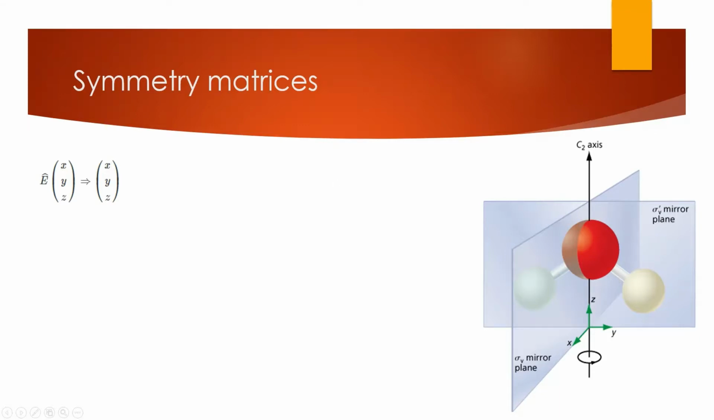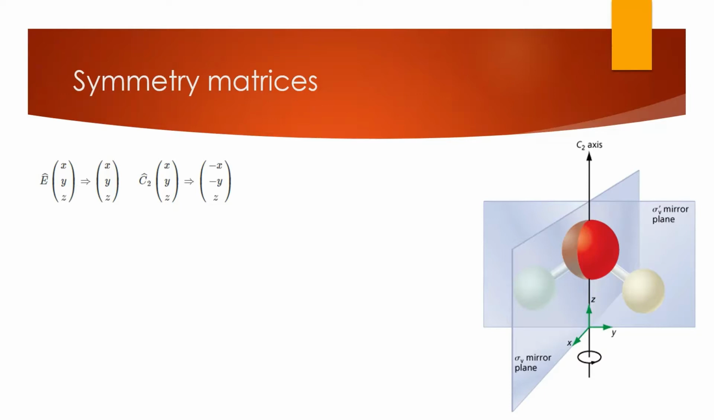So if we had this kind of matrix here, doing the C2 operation would take x, y, z to negative x, negative y, z. And that's what happens to a single point x, y, and z when we do this operation to it. We can do the same thing for our mirror plane.